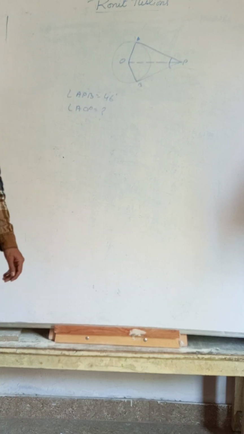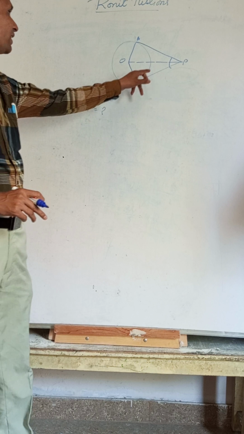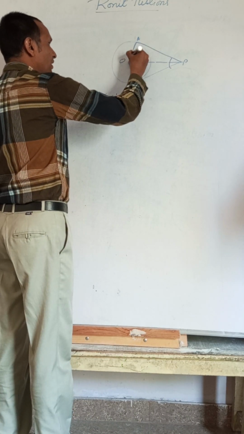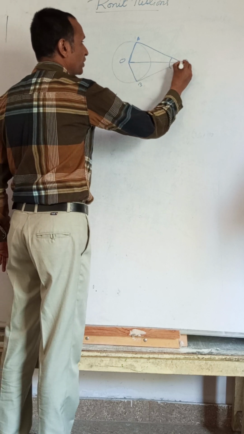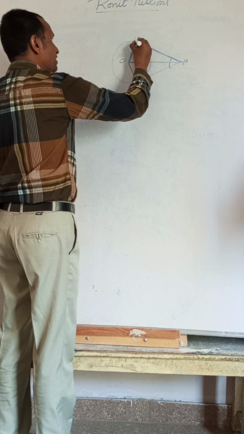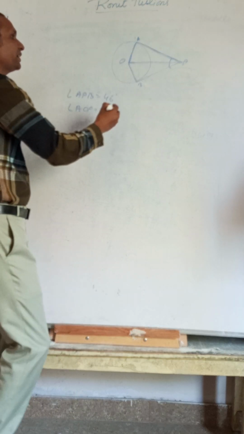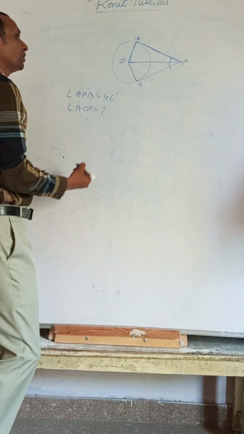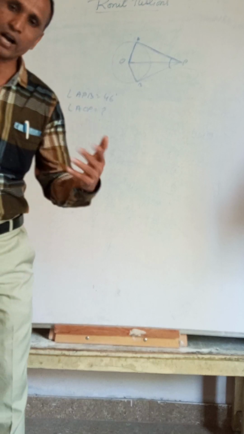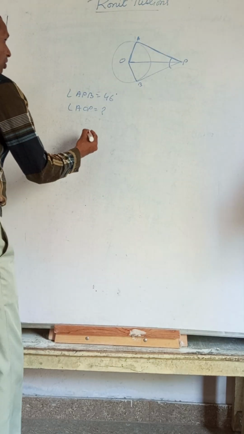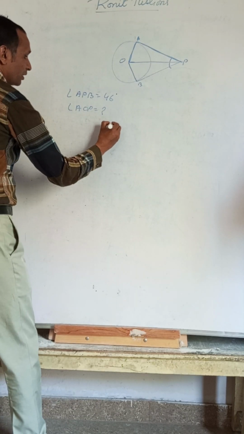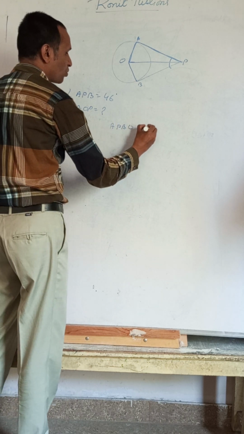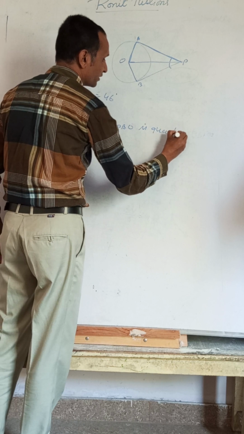There are two methods. You can take the half angle bisector and use the triangle, or you can find it by taking the whole figure as a quadrilateral. Let's first do it by the quadrilateral method. In this, APBO is a quadrilateral.